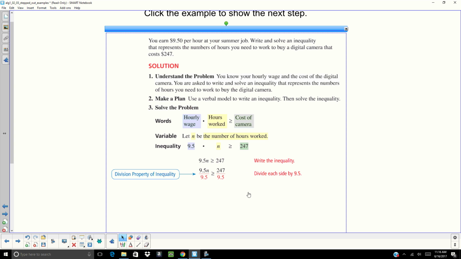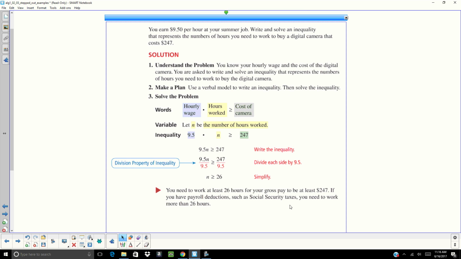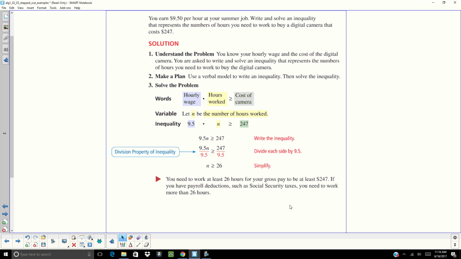Divide both sides by 9.5. We have to work more than 26 hours. To make a good point, if you are having some taxes taken out, you're probably going to have to work more than 26 hours.